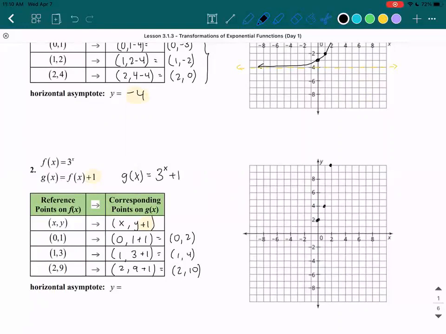And so what do you think our asymptote is going to be? It's the number added or subtracted in the end. So it's going to be positive 1. So actually, let me draw that asymptote in first. So here's positive 1. Drawing the horizontal asymptote.